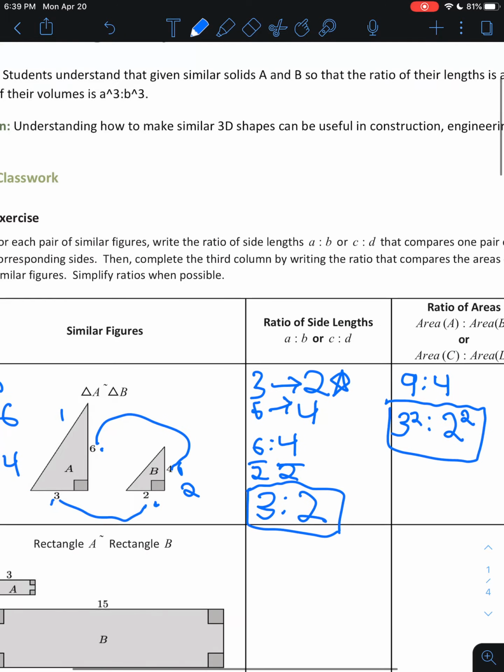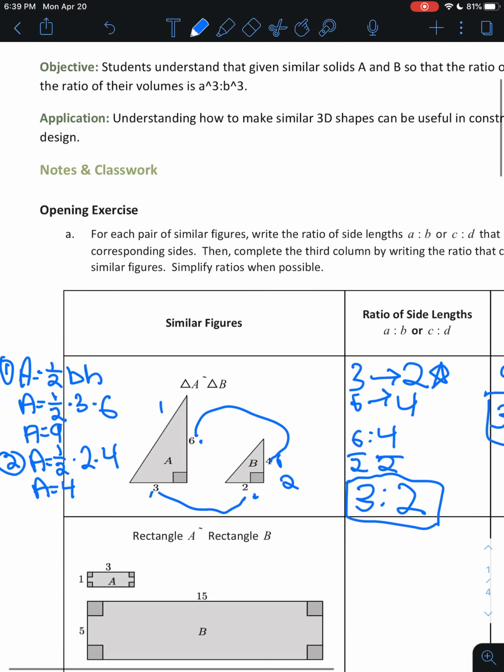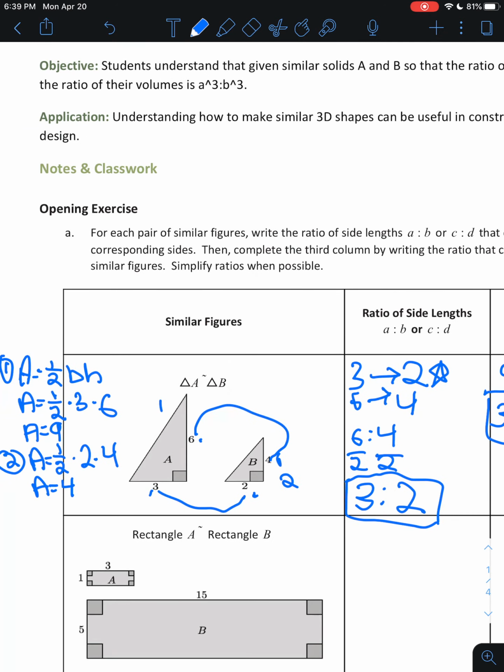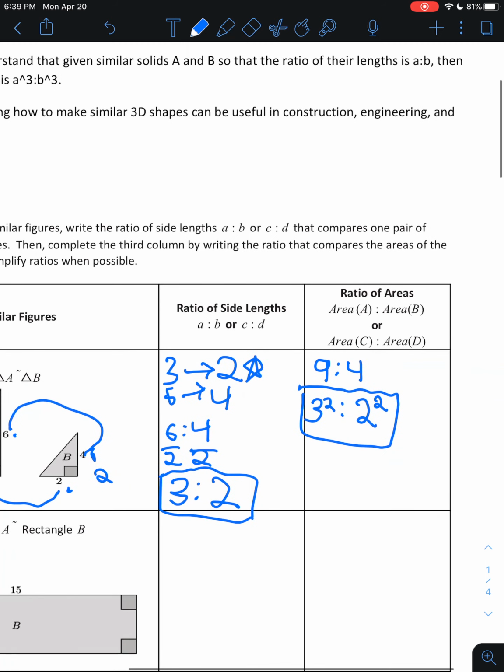So do you see the steps here? First thing we did was we got the ratio of side lengths. We simplified it to their simplest form. We calculated the area for each shape here. We wrote out the ratio of the areas, in this case 9 to 4. And then we put it in this sort of new form over here, 3 squared to 2 squared, to emphasize basically that it's almost like the same ratio as over here, but just squared.